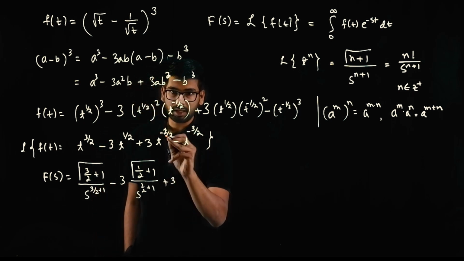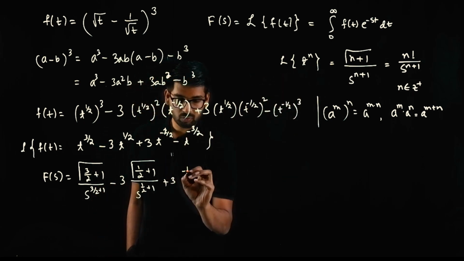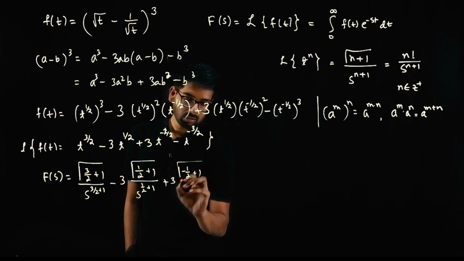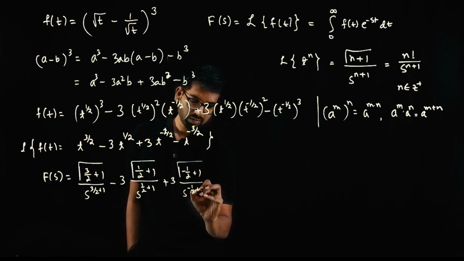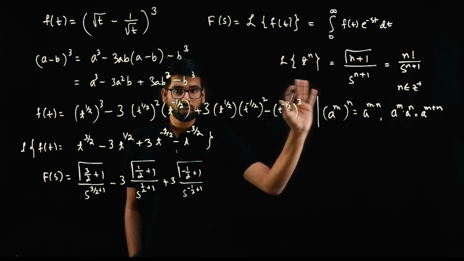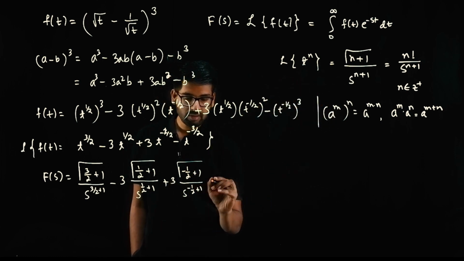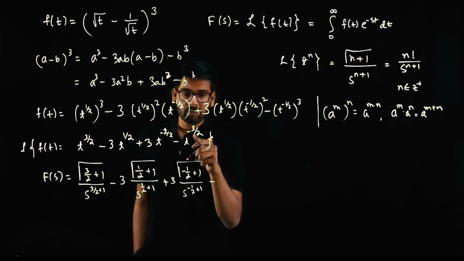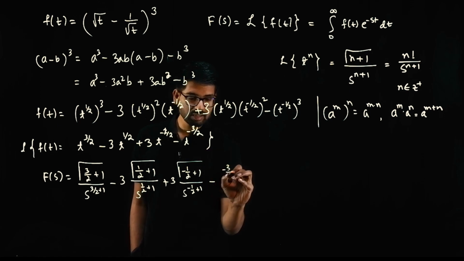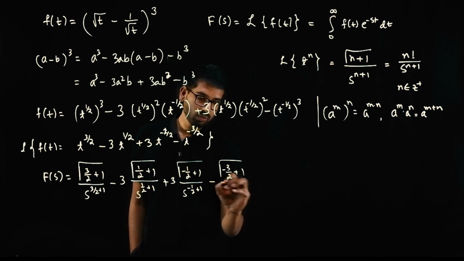Plus 3 t power minus 1 by 2, in place of n I have minus 1 by 2. So that is gamma of minus 1 by 2 plus 1 over s power minus 1 by 2 plus 1. Blindly stick to the formula. Get the formula correct and then stick to it. That's it. So minus t power n, in place of n I have minus 3 by 2. So that is gamma of minus 3 by 2 plus 1 over s power minus 3 by 2 plus 1.